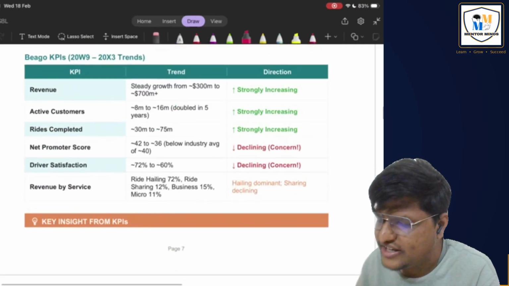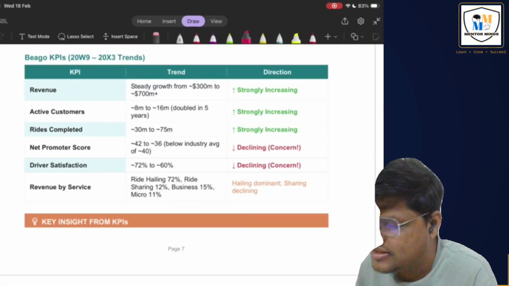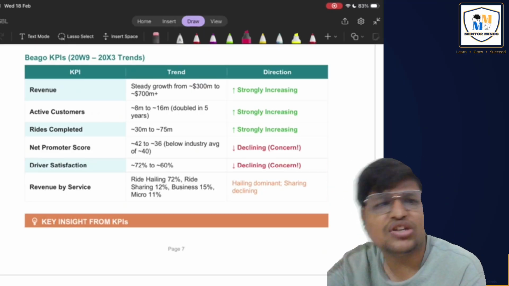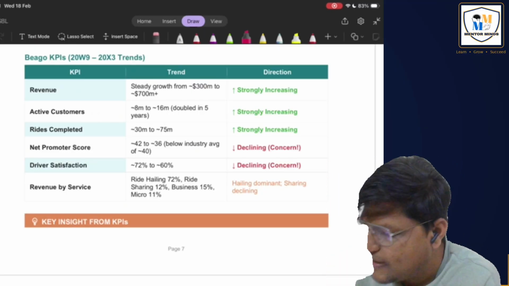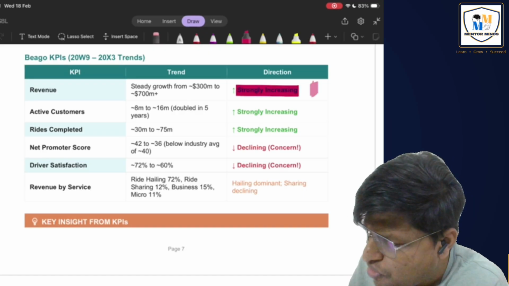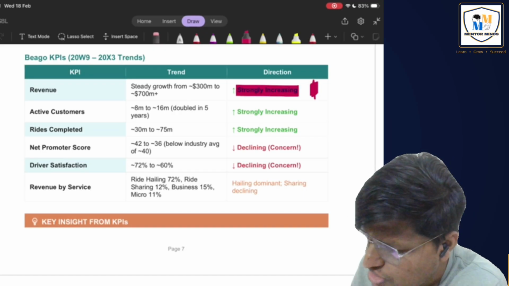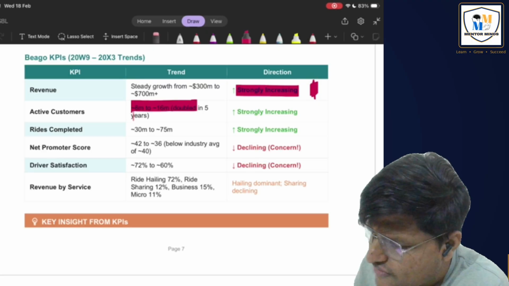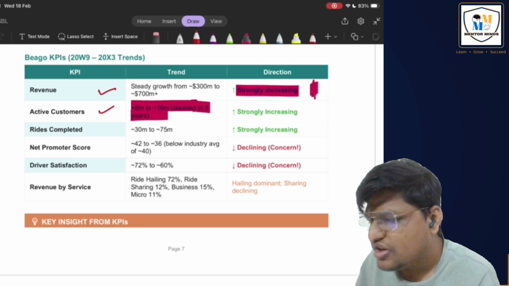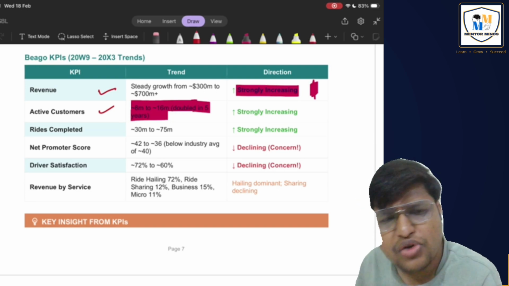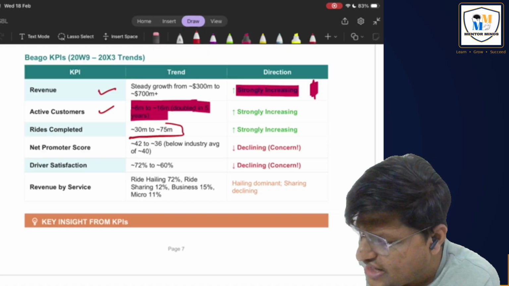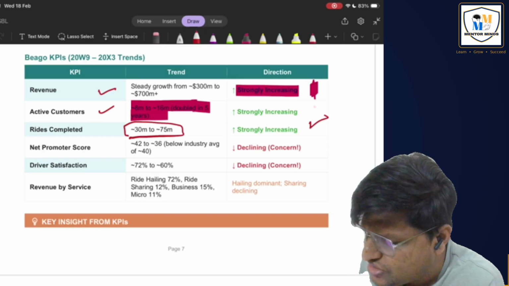Now, sir, what are these? As we discussed the industry KPIs, this is related to our business. First we discussed what is happening in the industry, and now we are discussing our company. So revenue is strongly increasing, which is a good point. Then active customers have also doubled in 5 years, which is also a good point. In the general market it takes 8 years, and in our company it is just 5 years. Then rides completed went from 30 million to 75 million, so this is also good.